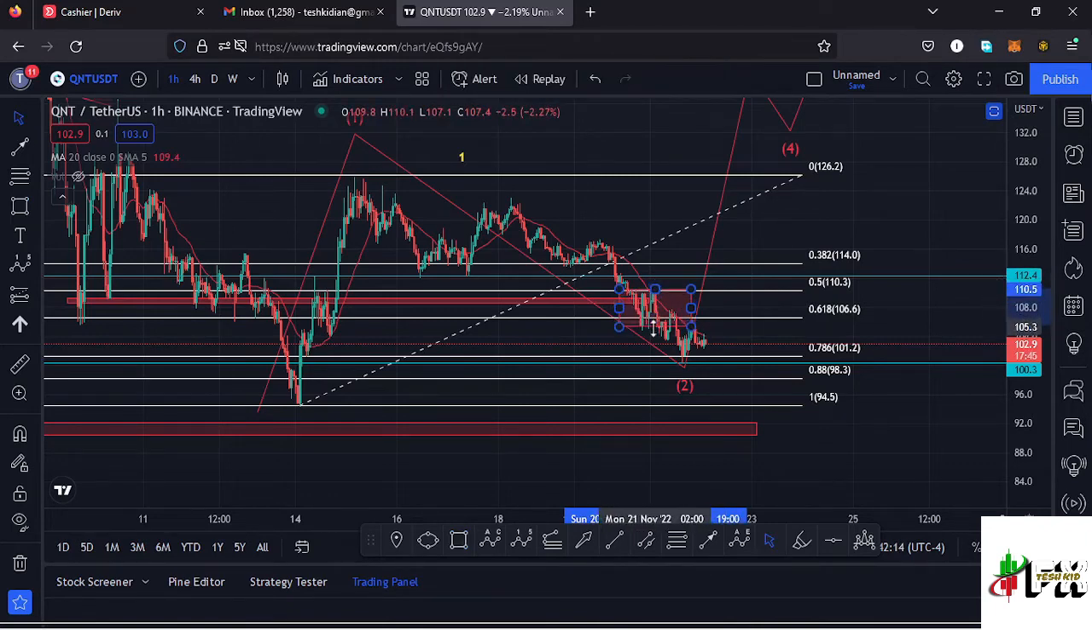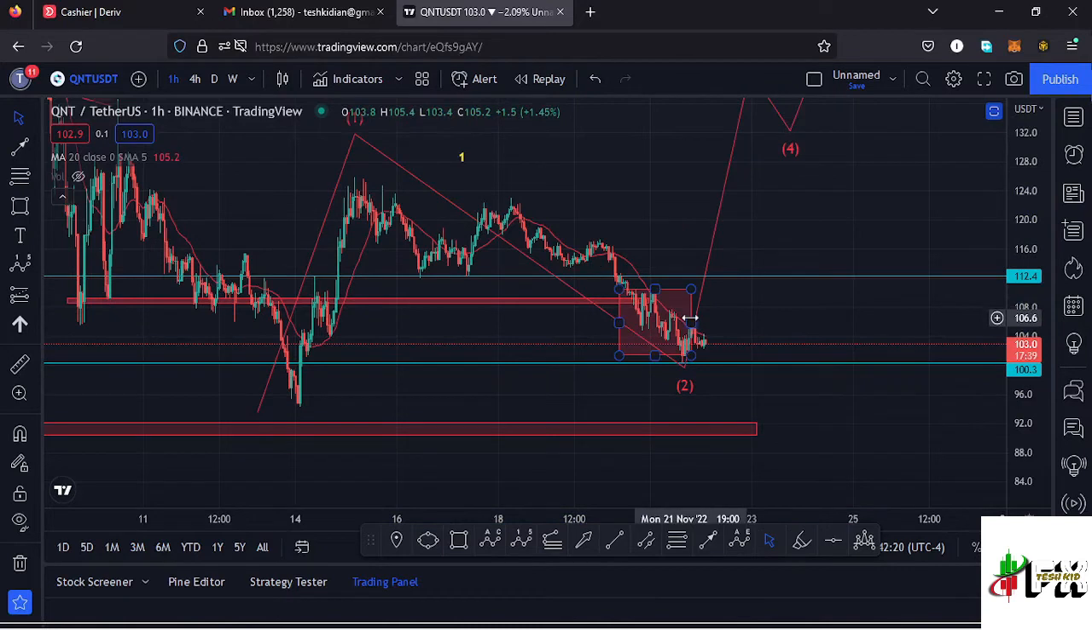and that makes me extend my target area back to the Fib level 0.78, which is a Fib that we are still holding. We are still holding above the Fib level 0.78, and there are chances that this might be the low for this wave 2 over here.